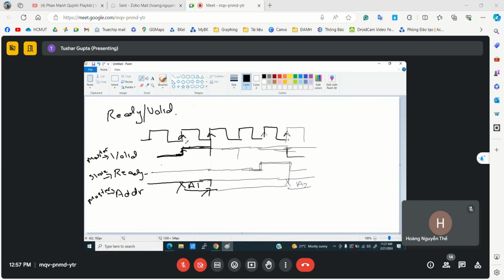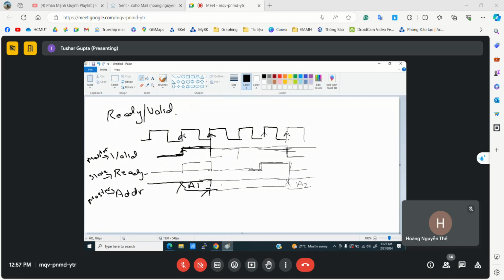If the ready is high at this point, only at this positive clock edge the address gets sampled, and the valid gets low. After that, we don't consider the address bus. If ready and valid are both high, do we have to change A1? Should the address be changed on the next clock? It will be retained.